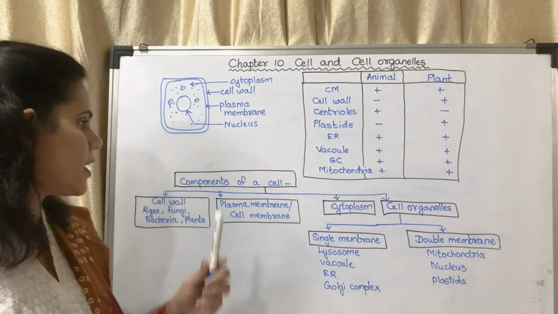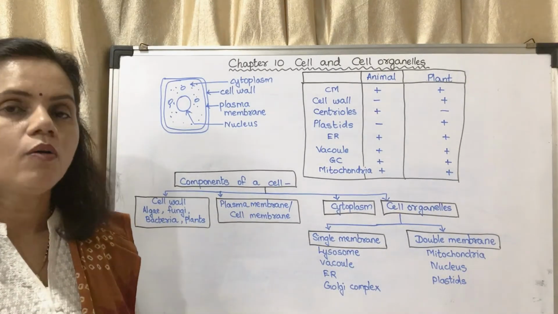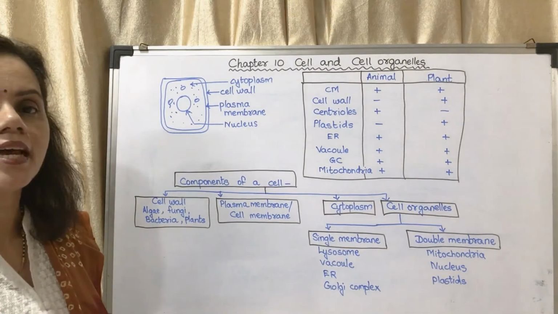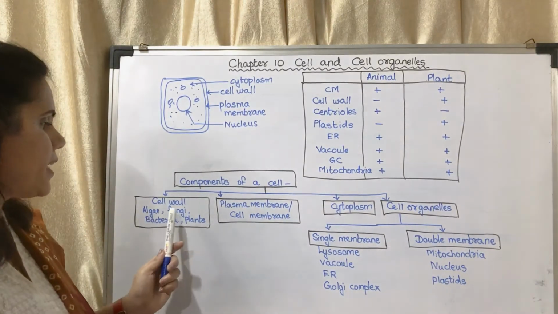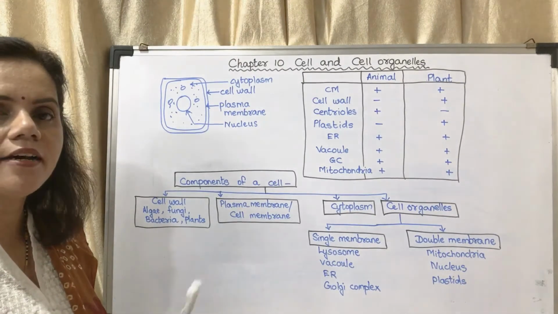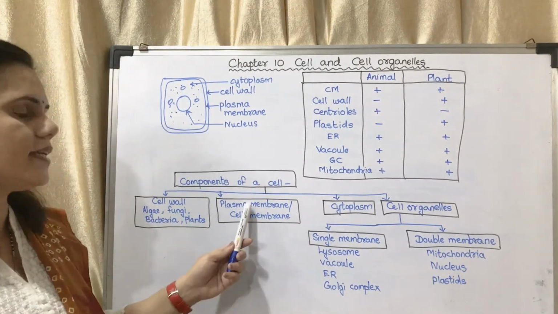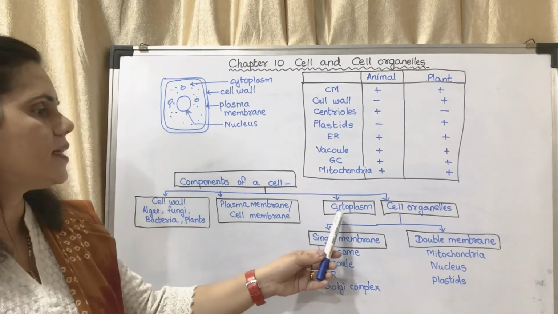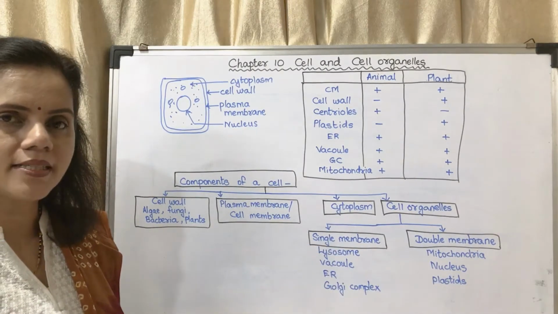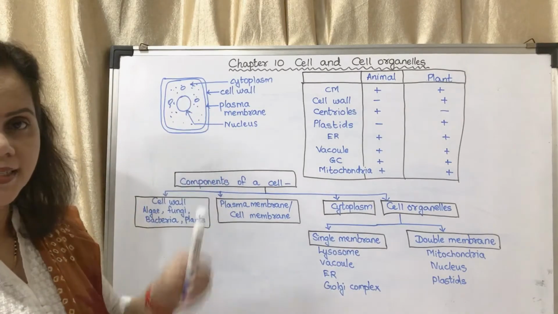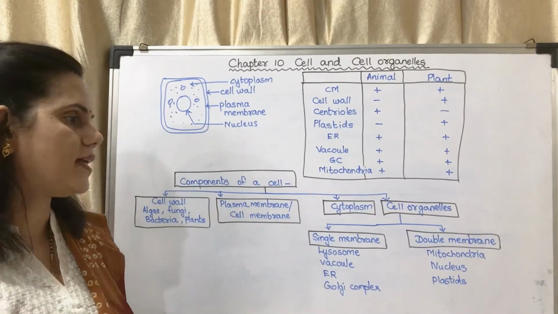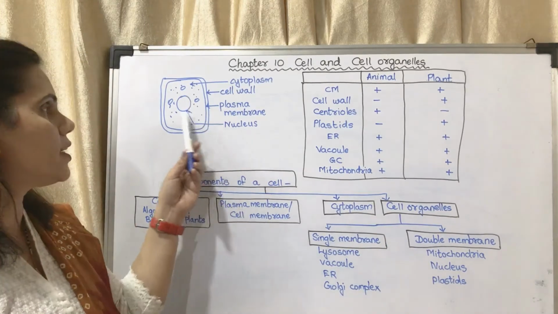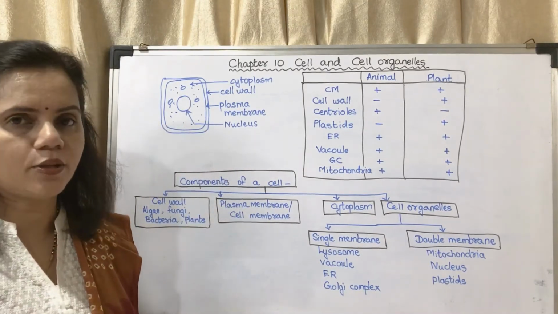Now the next is components of a cell. What are the main components of a cell? First one is cell wall, which is present in algae, fungi, bacteria and plants. Inner to that there is plasma membrane or cell membrane. The third one is cytoplasm, which is the fluid part inside the cell. Fourth one is cell organelles, the different organelles which are present in the cytoplasm.